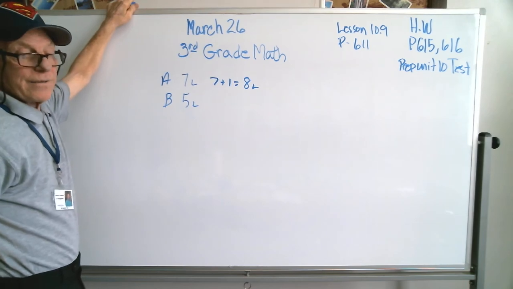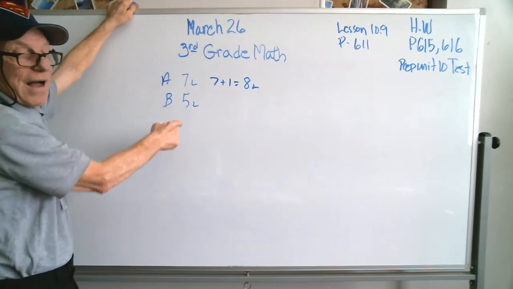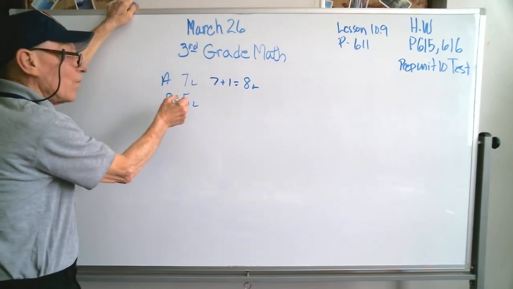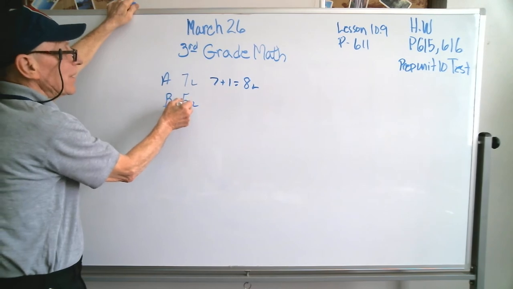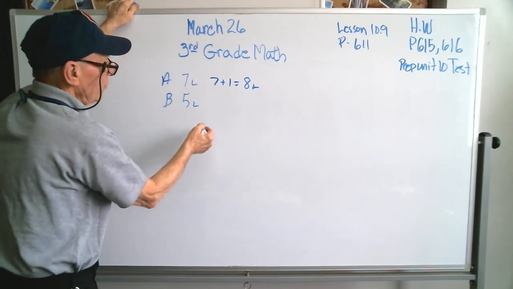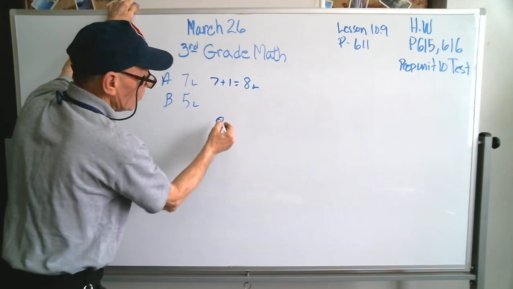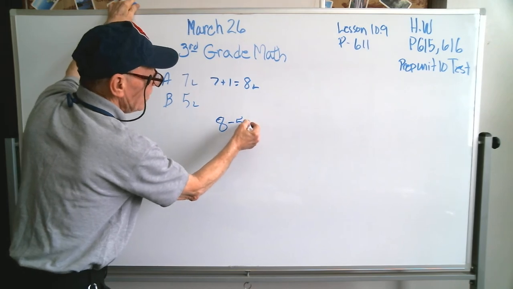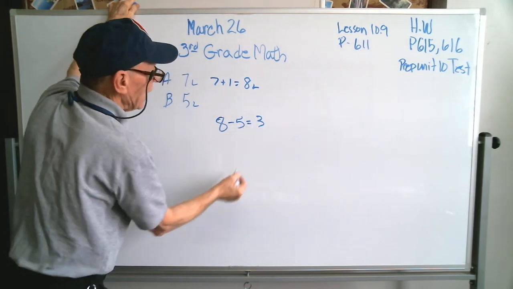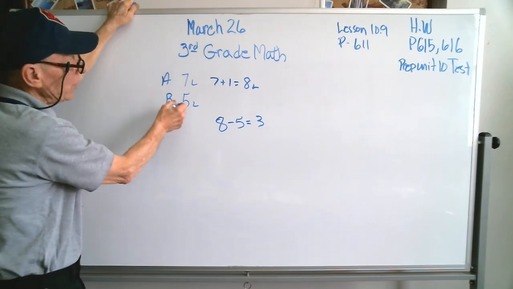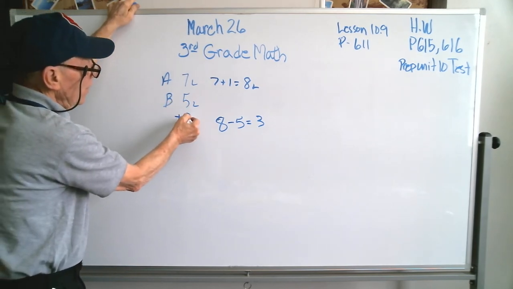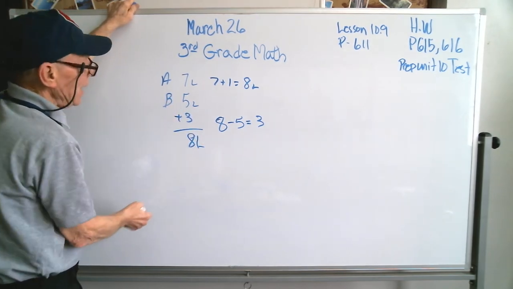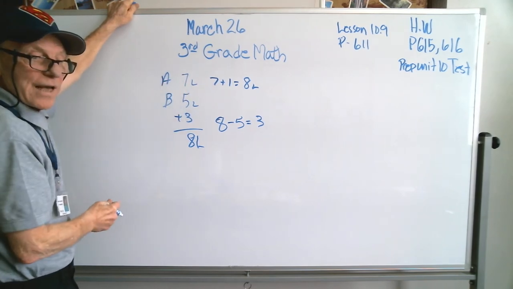Now we know that Ellen, good old Ellen, she's got 5 liters, and she wants to pour water into this pitcher until it gets to 8. So it's going to be 8, which is what she wants it to be, minus the 5 that she already has, equals 3. So if she puts 3 more liters into this bucket, she will have 8, and 8 liters is 1 more than 7.